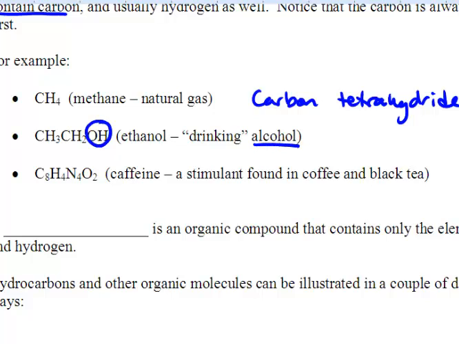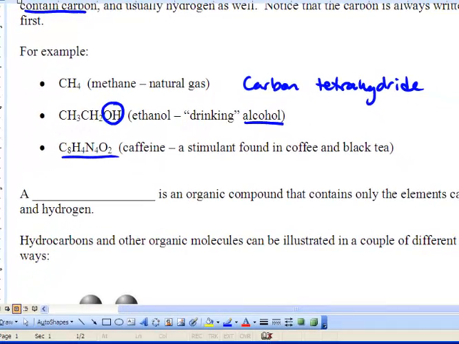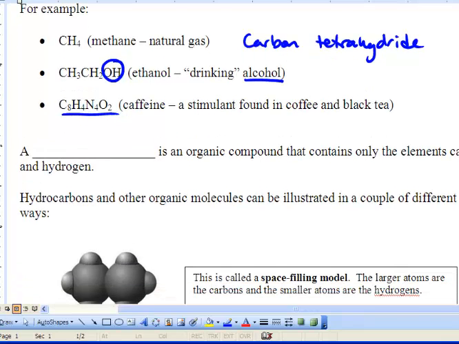And we also have caffeine, so if you had a Monster Energy drink or anything like that, you would have had C8H4N4O2, and that is caffeine. It's a stimulant, and it makes us a little bit more awake. So that's organic compounds. Now, a hydrocarbon is just like it sounds. It's an organic compound that contains only carbon and hydrogen. So you can always tell what these look like because we have things that only contain carbon and hydrogen.